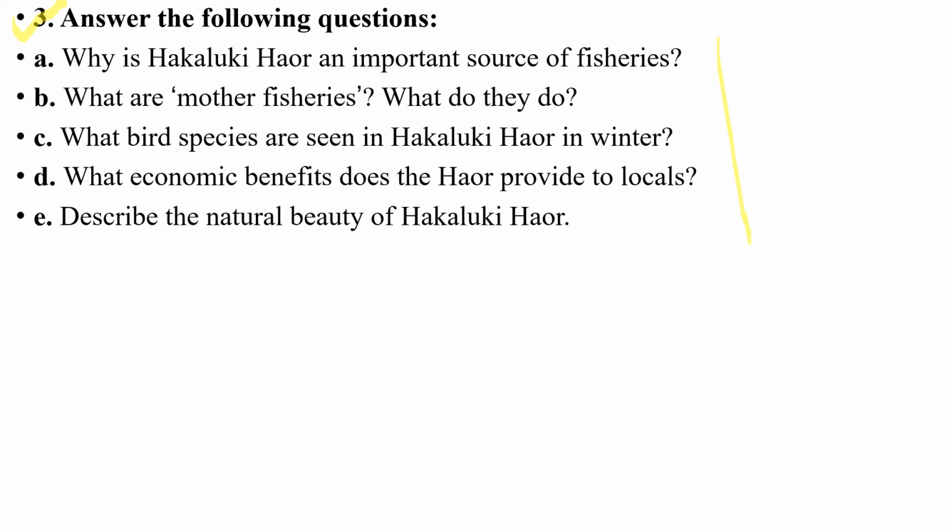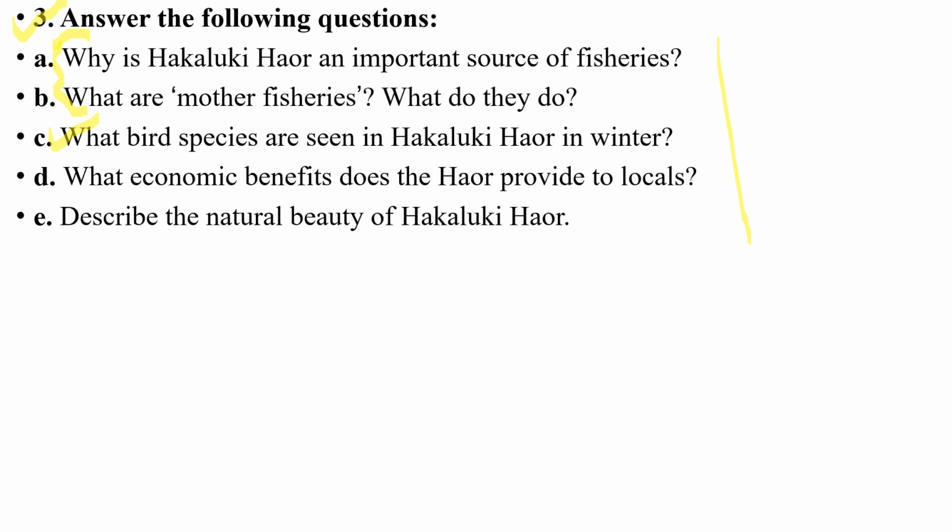The mother fishers. What are mother fishers? What do they do? These two questions' answers you will find in the same paragraph. What bird species are seen in Hakaluki in winter? This is just after this paragraph, maybe in the third paragraph.